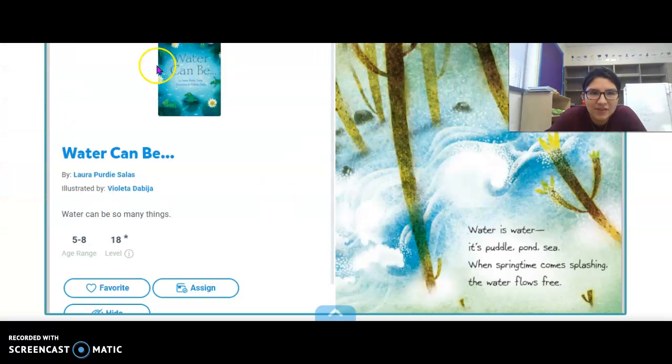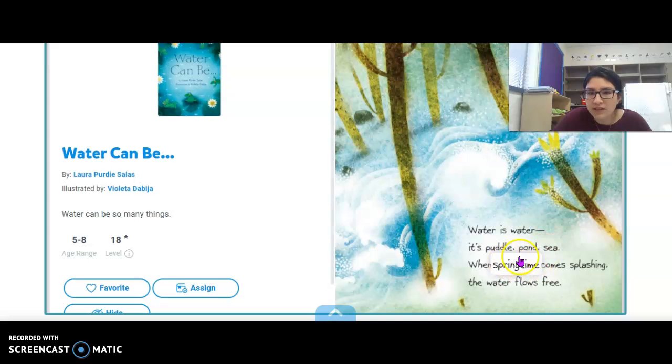All right, here's another story. I know the book cover is really small, but it says Water Can Be. So this is another narrative nonfiction story. Water can be so many things. Okay, so what is our topic for this story? Just by reading the title, Water Can Be, what are we focusing on? We're focusing on water, right? Okay, so that's our topic. Now, we're going to be learning a lot of different little facts about water, but in a fun way, in a storytelling way, okay? So I'll just read a page or two.